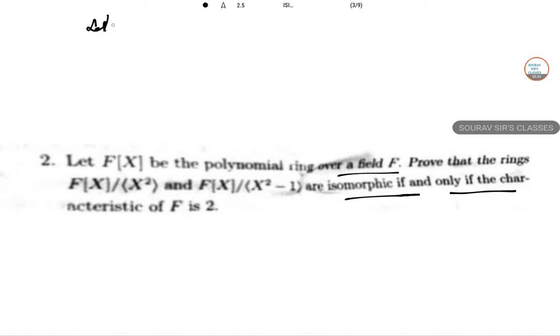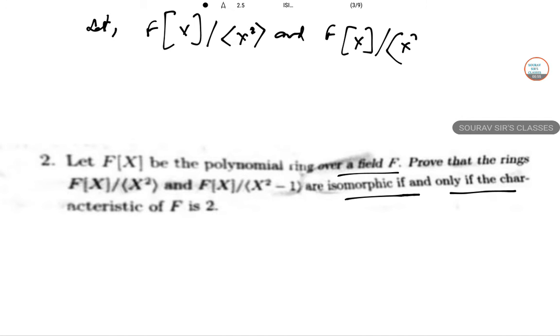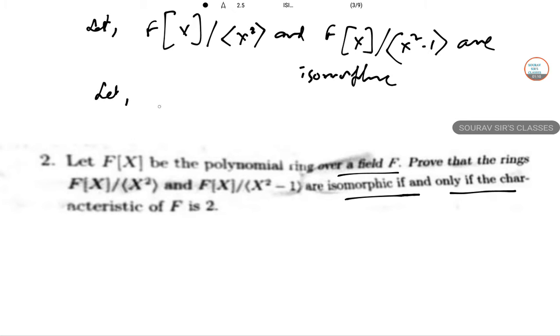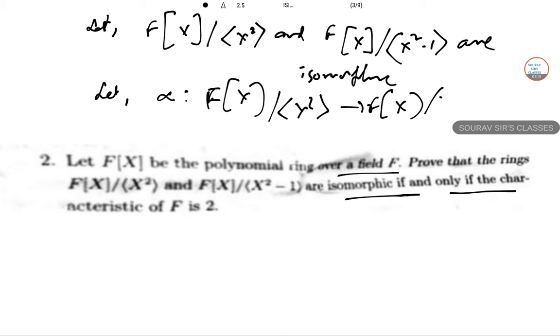So just do it in a reverse way. Let these rings be isomorphic in the beginning. Now as a result of that, let alpha of f(x) be the isomorphism. Squared, this is giving you this. So this is the isomorphism representation.